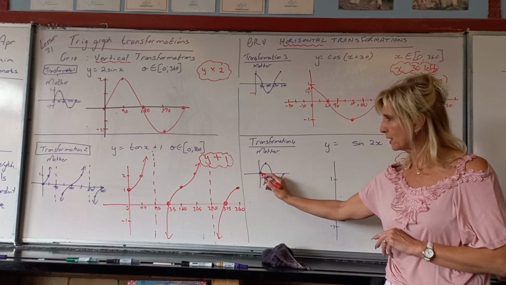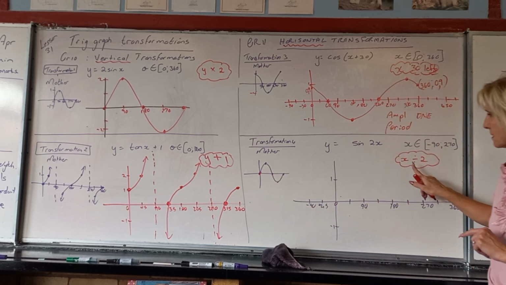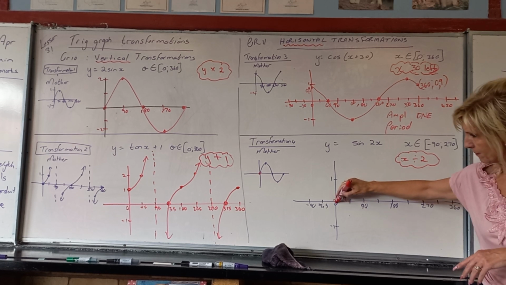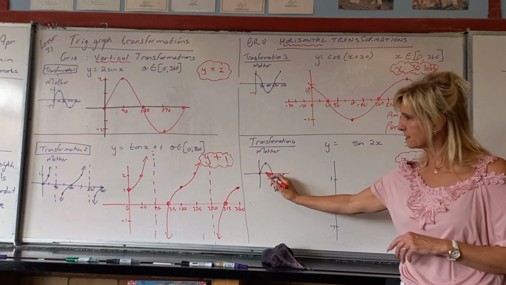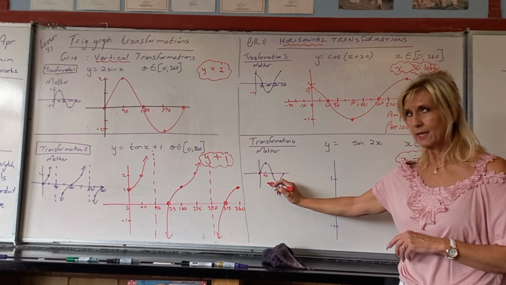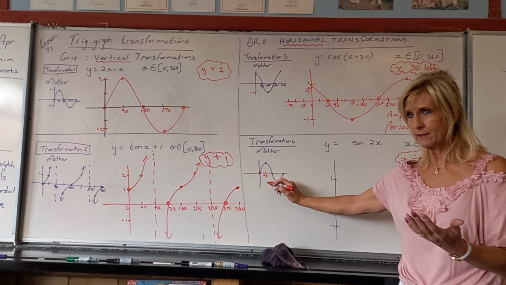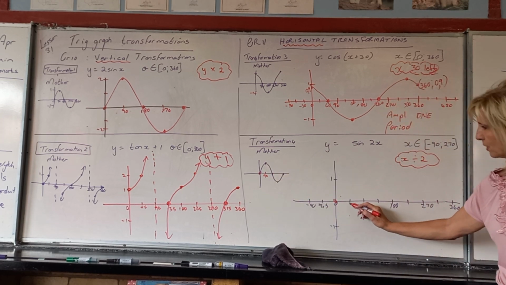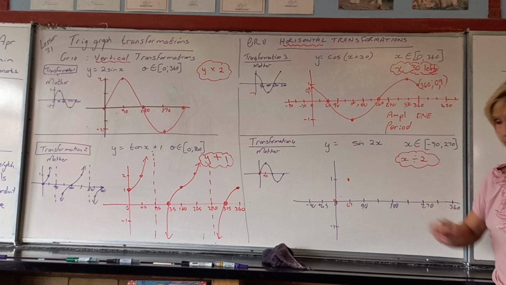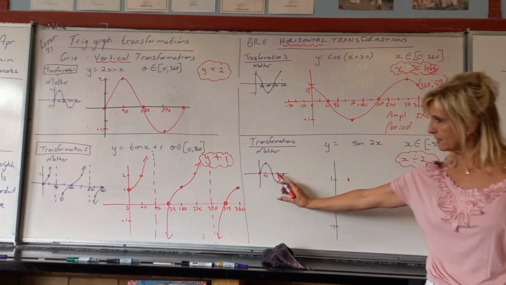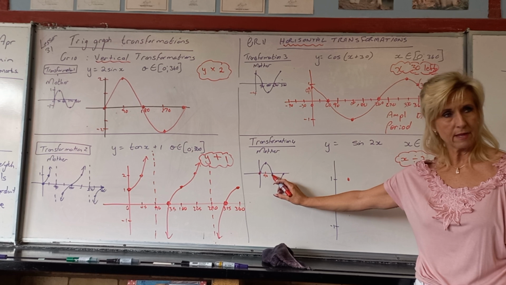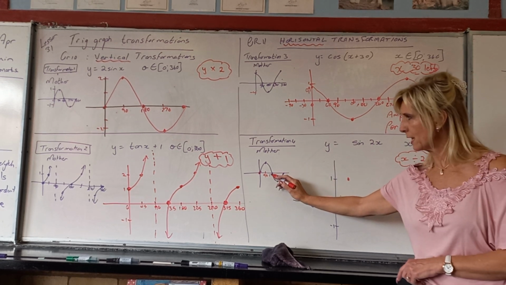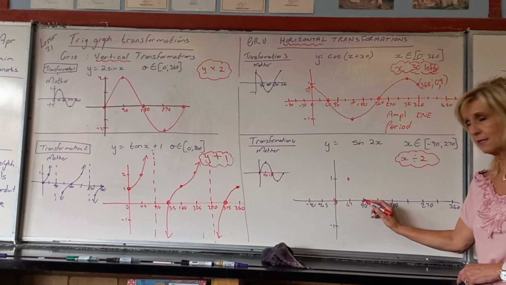So for the first point, the x value was 0. So divided by 2, it's still there. The second one was at 90. So it's now at 45. So this is at 45 and 1. The next one was at 180. So take the 180 and divide it by 2. So this is now not 180 anymore, it's 90.